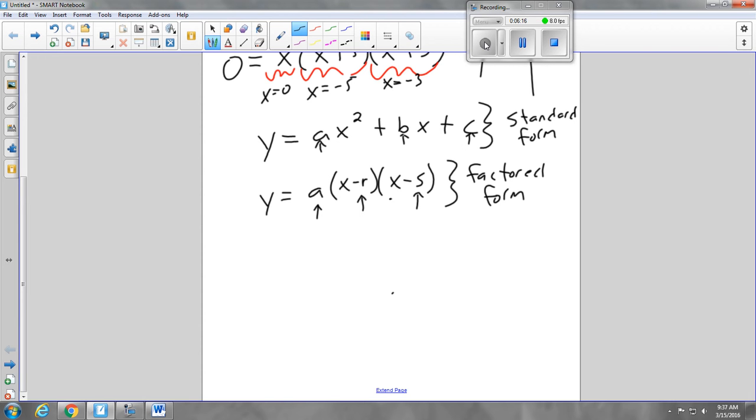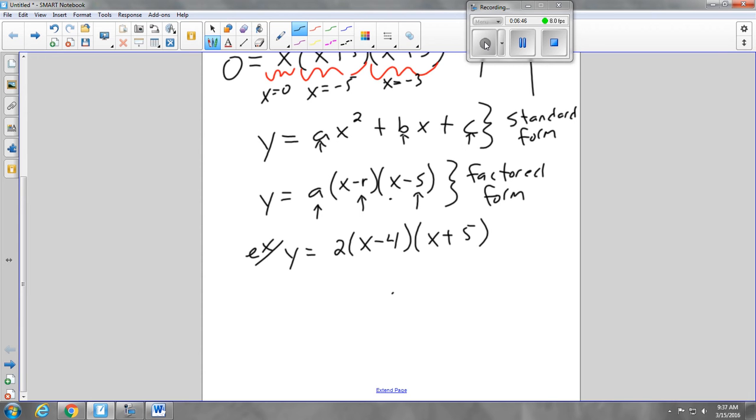And r and s are going to end up being our x-intercepts. So we want this because it's good for x-intercepts, if we want to just look at it and know what the x-intercepts are. Because right off the bat, for an example, let's say our equation was y is equal to 2 times (x minus 4) times (x plus 5). Any idea what the x-intercepts would be on that thing?